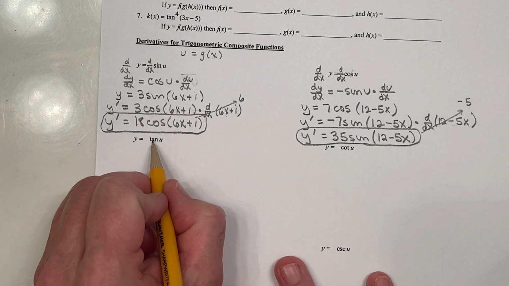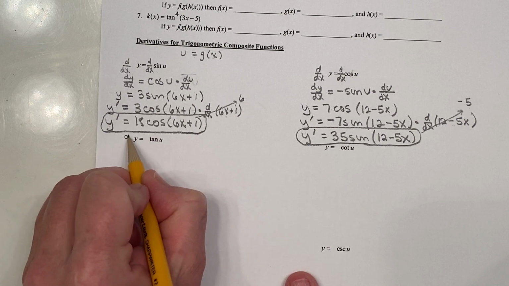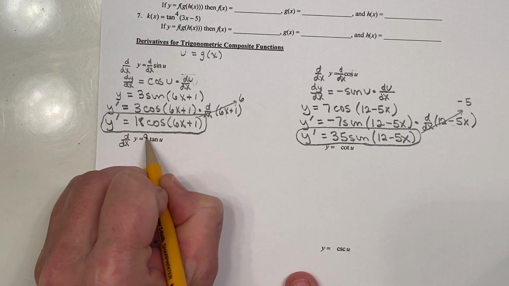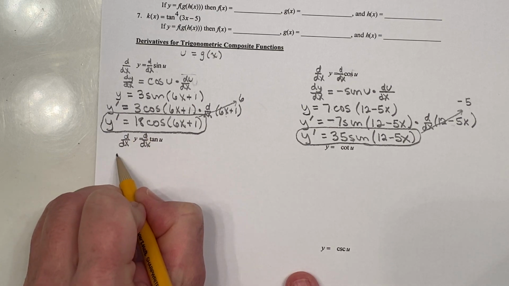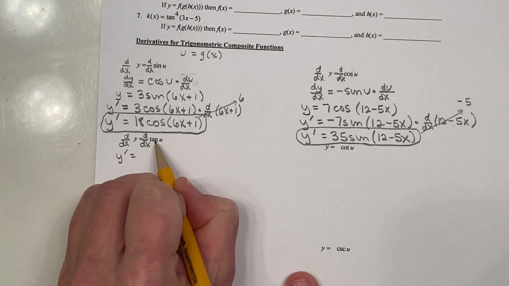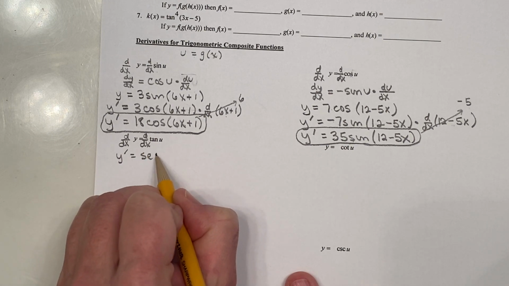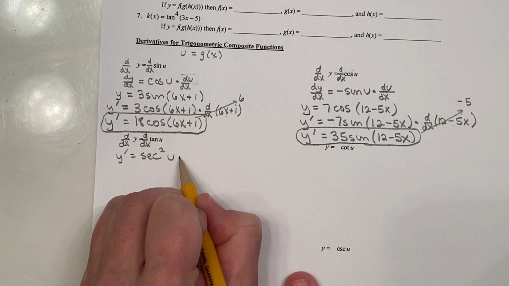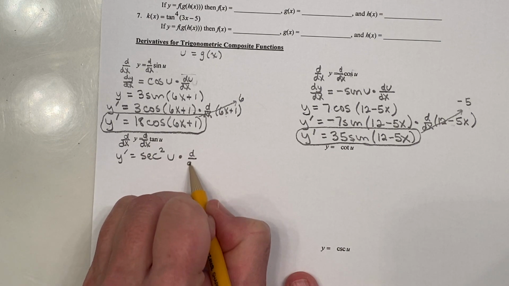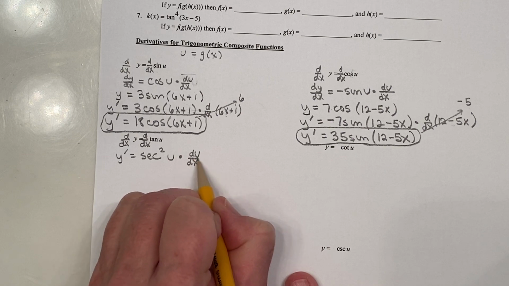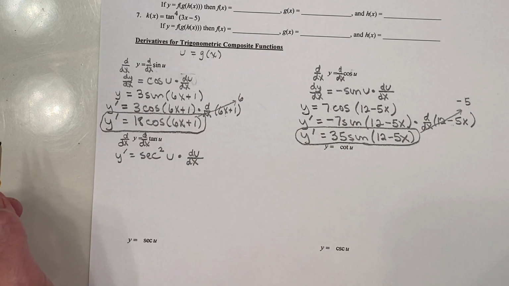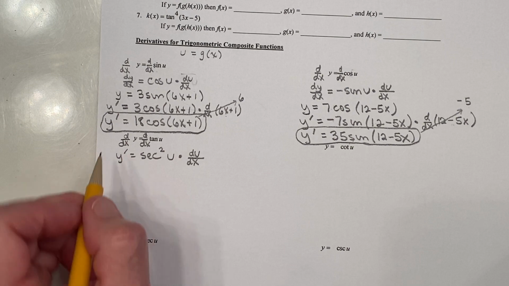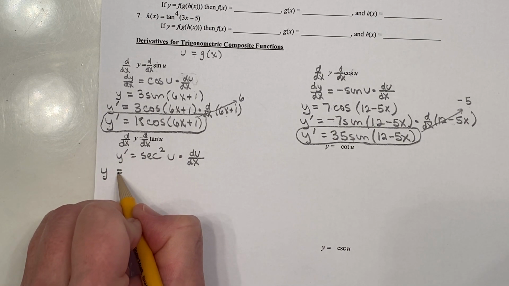All right, let's look at a tangent composite function. So d over dx, I'll go to y prime this time, equals tangent on the outside, so we go to secant squared. Keep the u times the derivative with respect to x of the inside function. So this is the formula. Let's do an example.